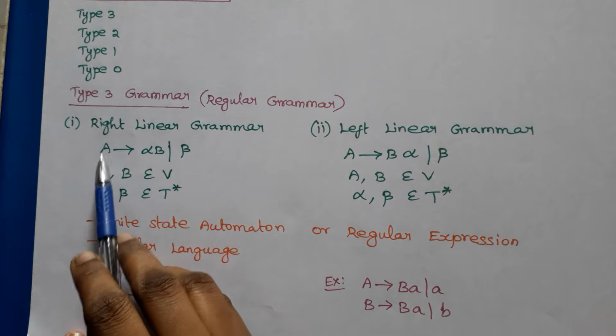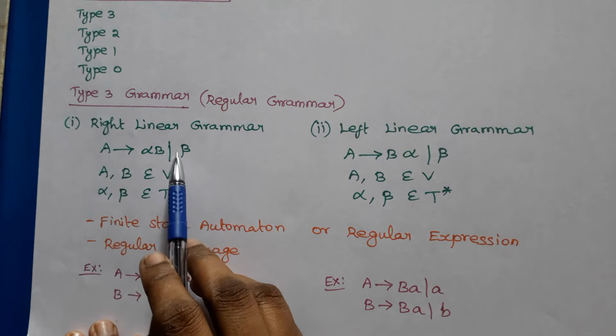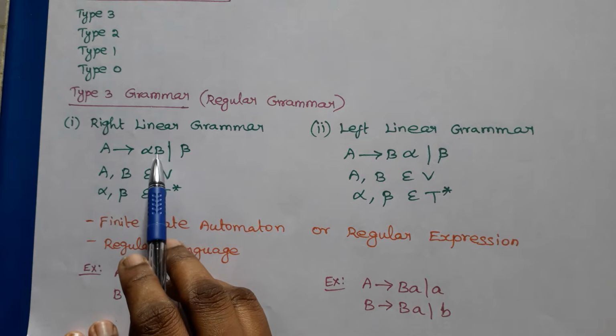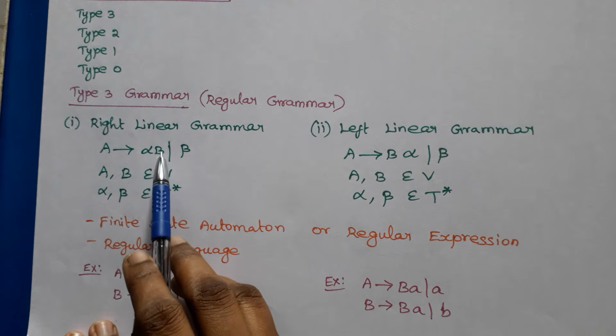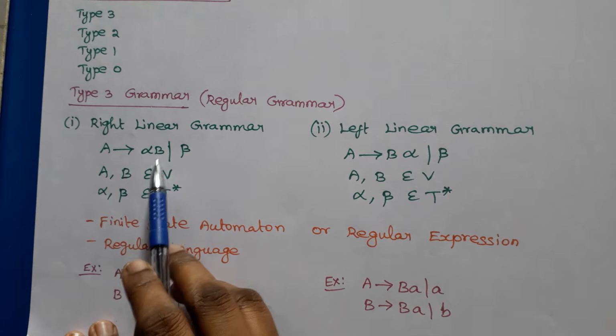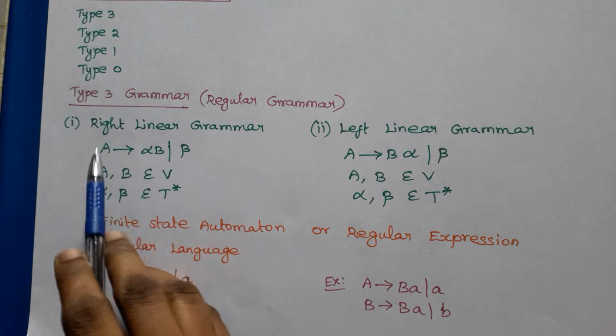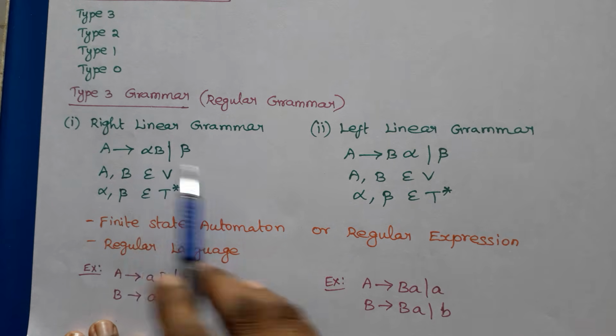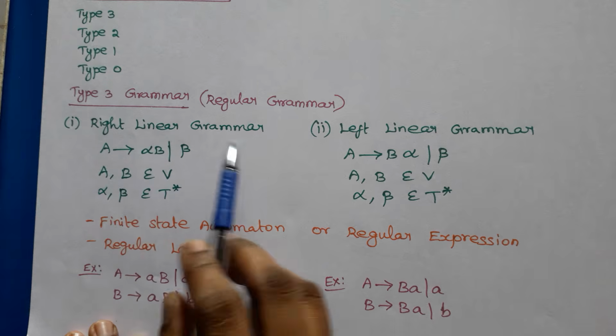So we can say that a variable tends to a string of terminals, or a string of terminals followed by a non-terminal. Actually this non-terminal can again be replaced by a string of terminals followed by a non-terminal, like that. Therefore at the end, right side only it will be expanded. Therefore it is called right linear grammar.